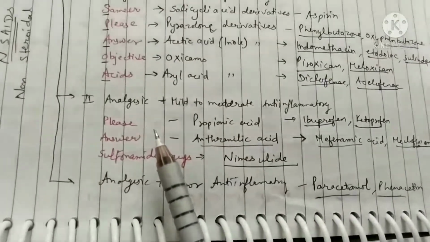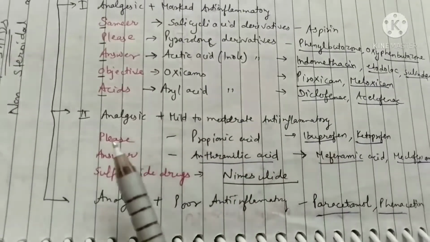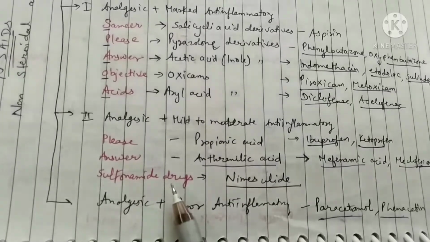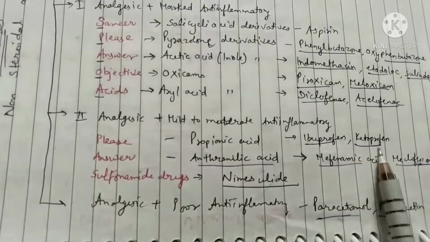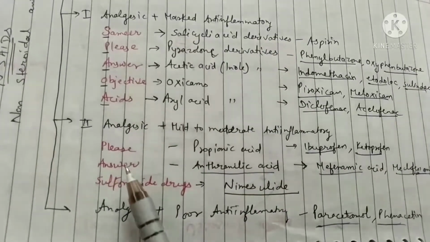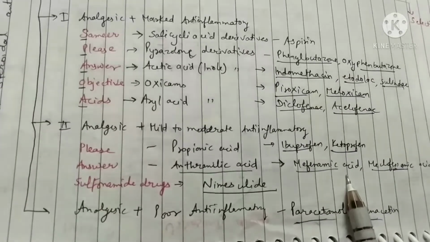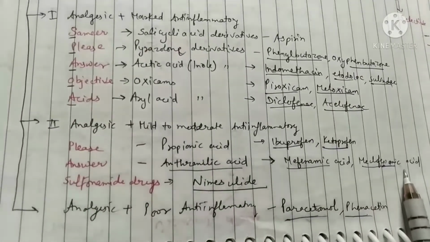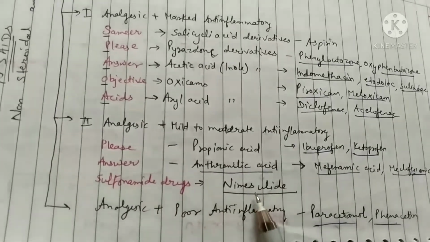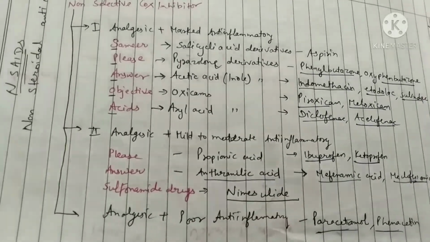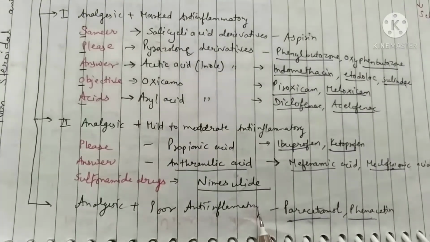Second one is analgesic with mild to moderate anti-inflammatory action. Its mnemonic is "Please answer sulfonamide drugs." P stands for propionic acid derivatives like ibuprofen and ketoprofen. A stands for anthranilic acid derivatives like mefenamic acid and meclofenamic acid. S stands for sulfonanilide, nimesulide. And third one is analgesic with poor anti-inflammatory action.